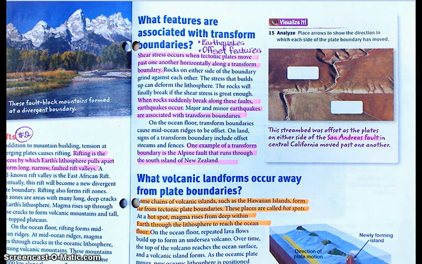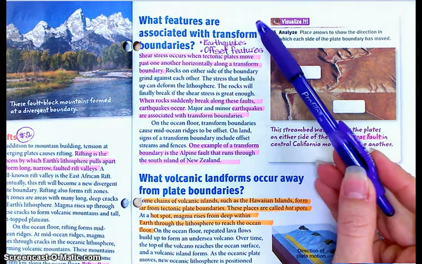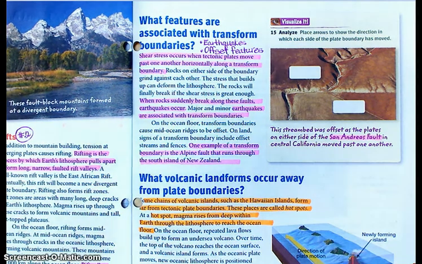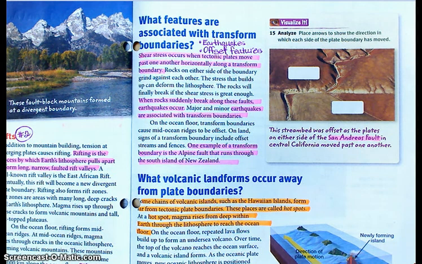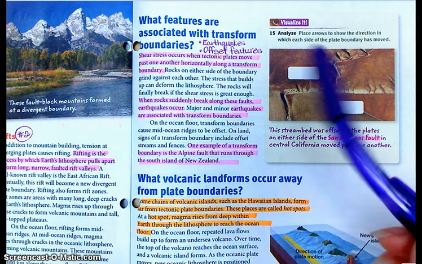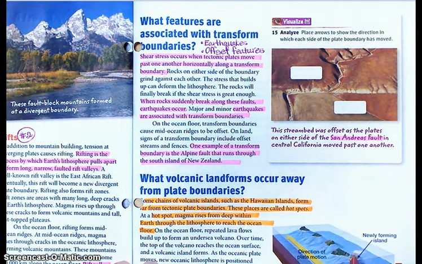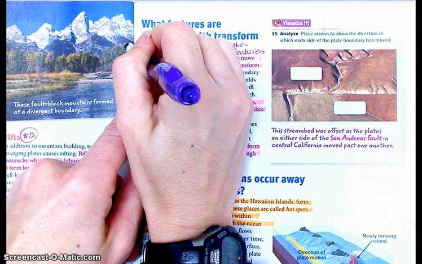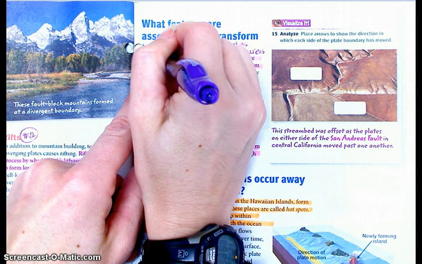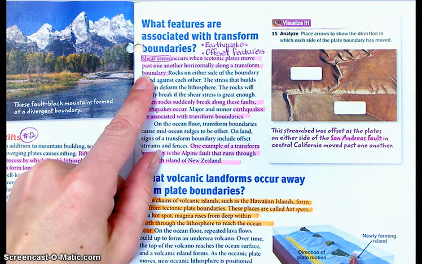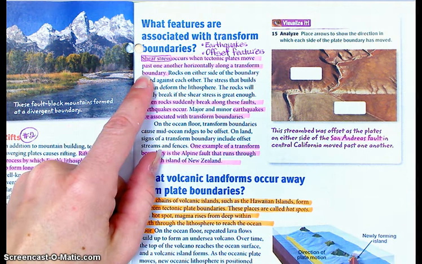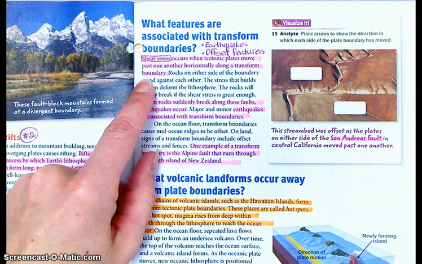All right, I'm now on page 365, and we're talking about features associated with transform boundaries. We've talked about the features associated with convergent boundaries and divergent boundaries, and now we're talking about transform boundaries. Remember that it is shear stress that's going to be common at a transform boundary, because you have tectonic plates that are moving past one another horizontally and sort of scraping by one another.